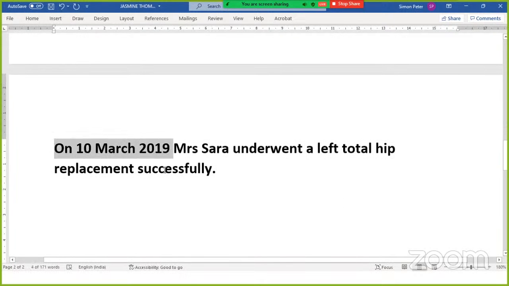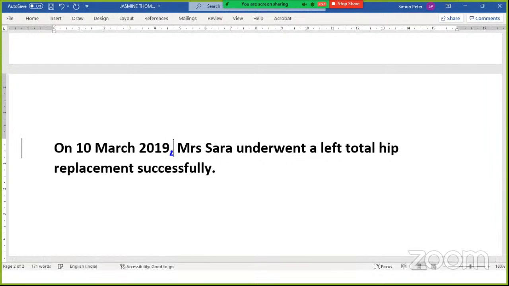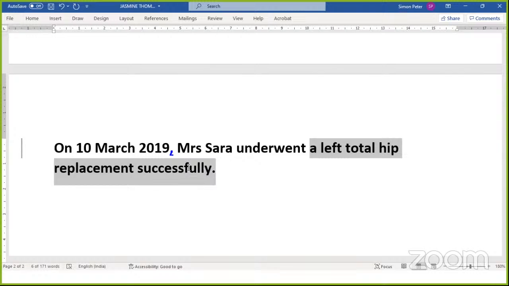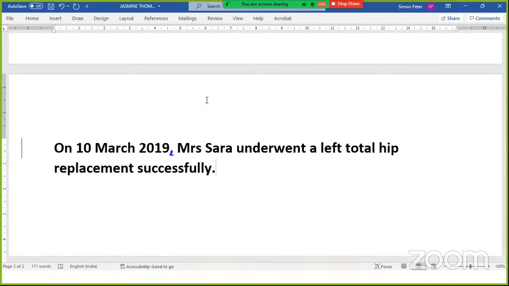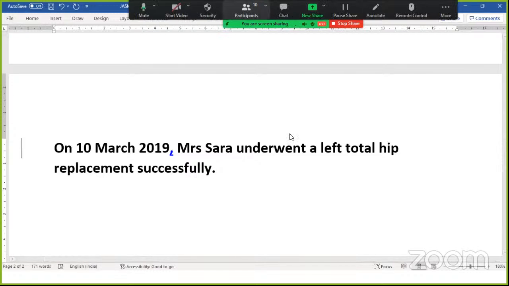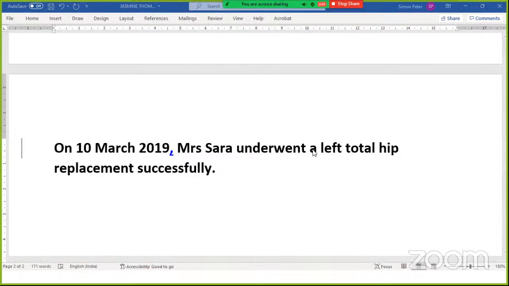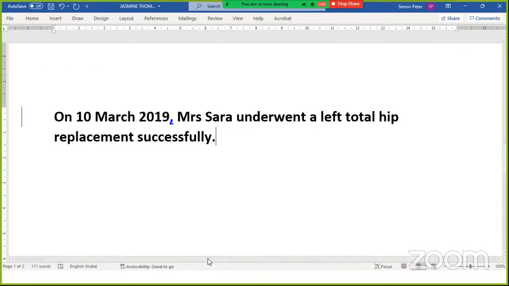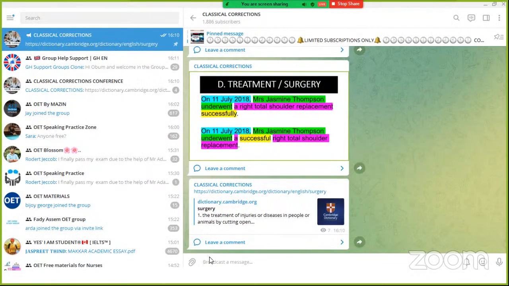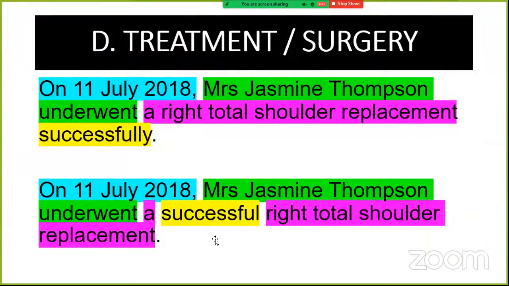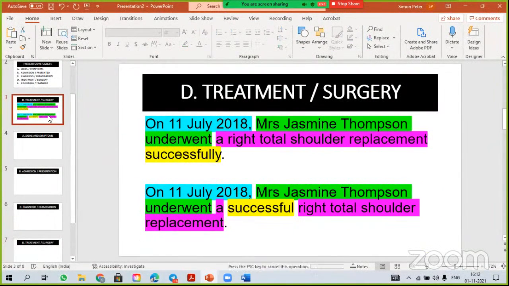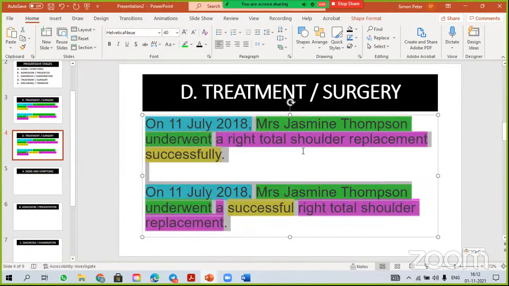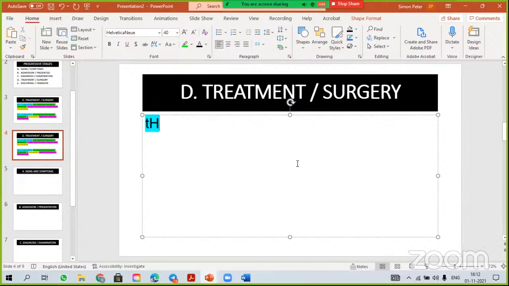On 10 March 2019, after a date, you have to put a comma. Mrs. Sarah underwent a left total hip replacement successfully. That's very good. So we have learned one style of writing the sentence. Okay, very good. Next. Next one. Now we will write another sentence. What sentence we can write here? So you can write another sentence like this.